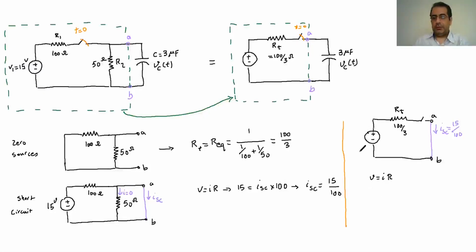So the voltage is going to be the voltage of Thevenin. We don't know that, so it's going to be the voltage of Thevenin. The I is 15 divided by 100, and the R is 100 divided by 3. So these two will cancel each other, so it's going to be 5 volts. So this one is going to be 5 volt.